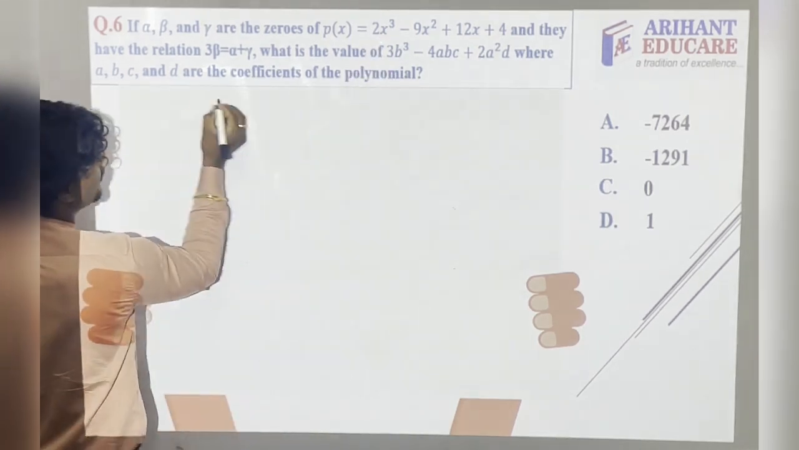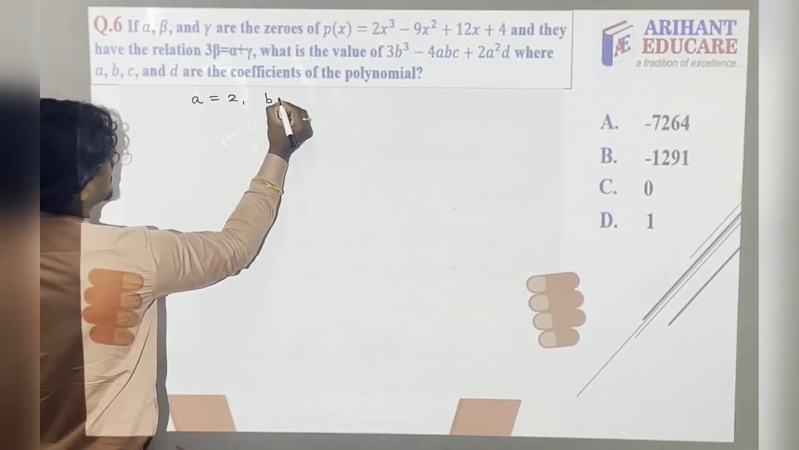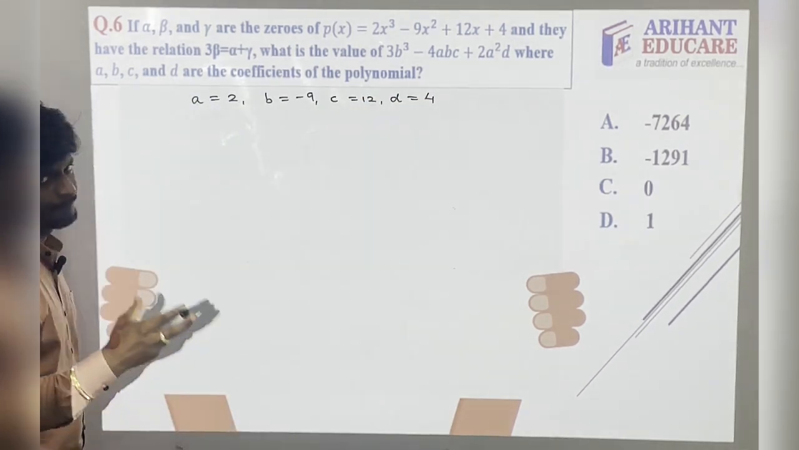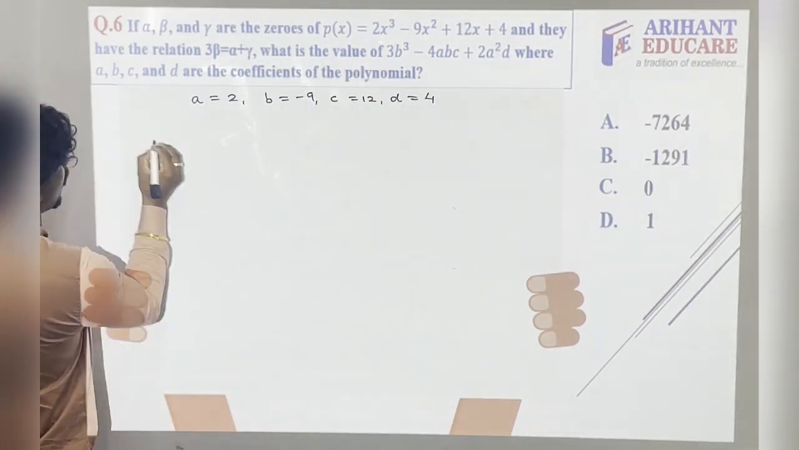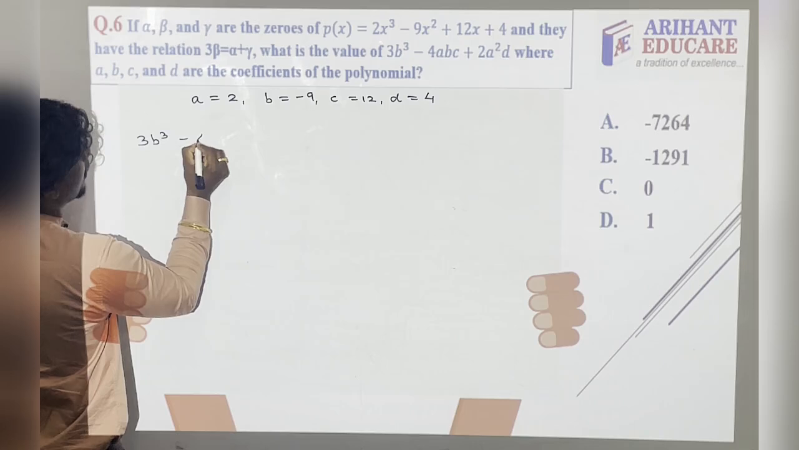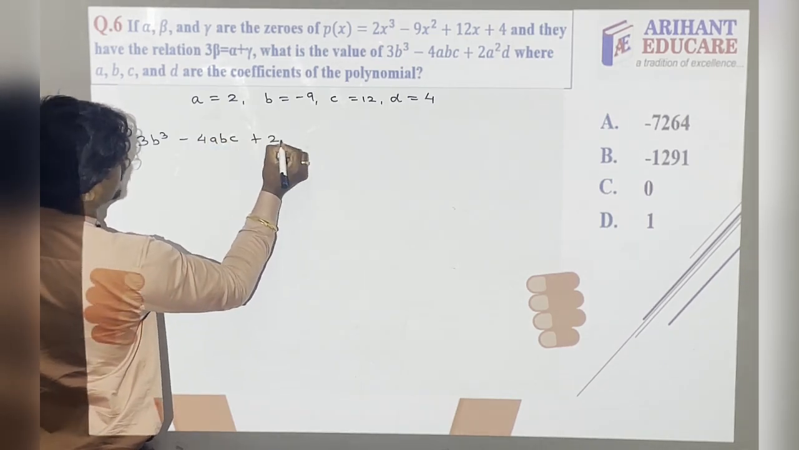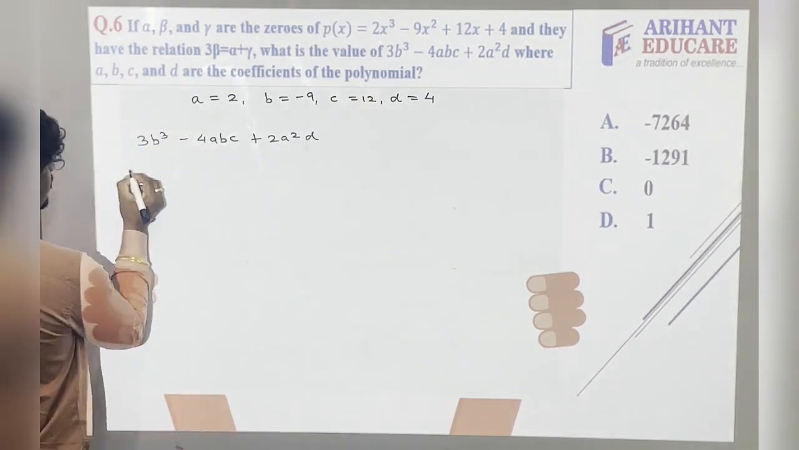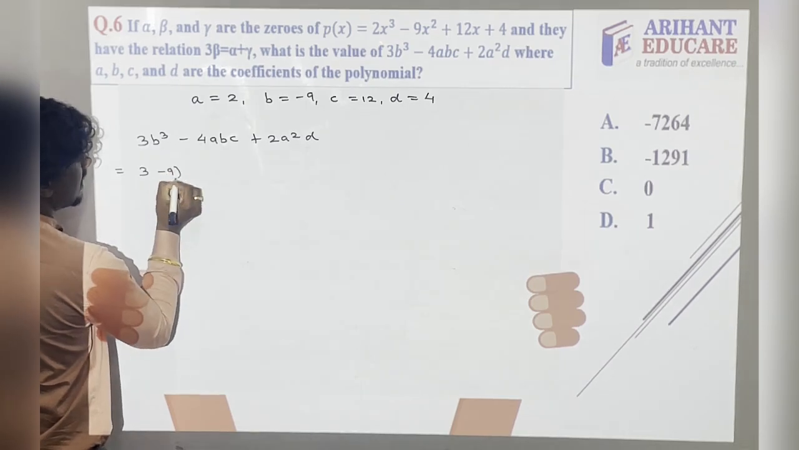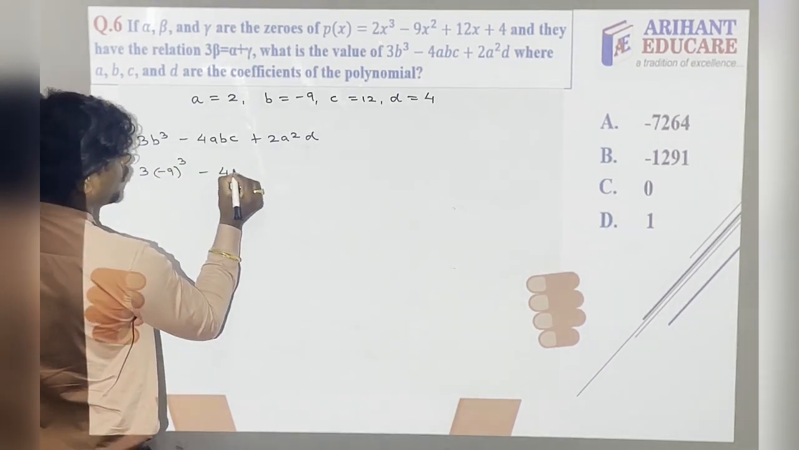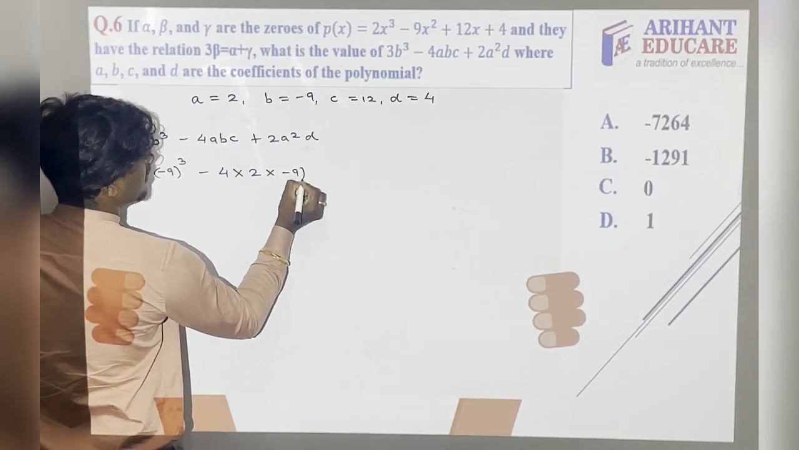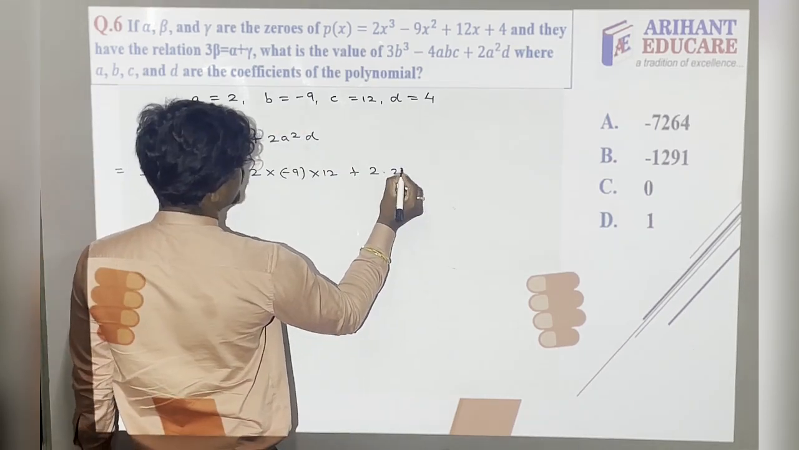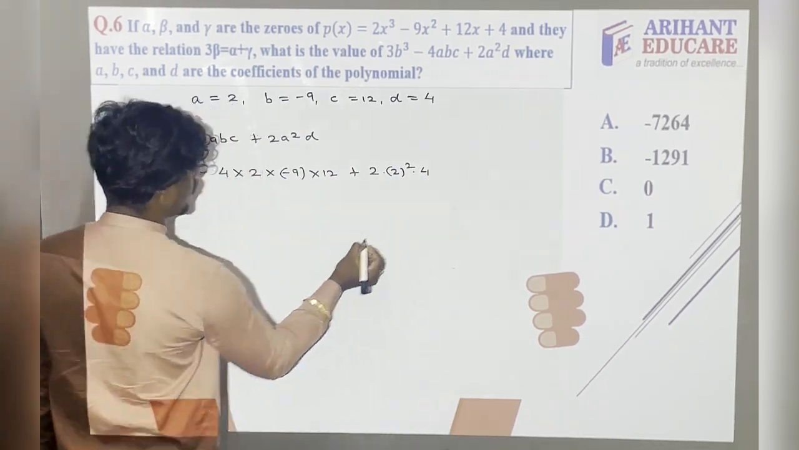ठीक है? A, x cube का coefficient होता है, so I know that A is 2. And B is minus 9, C is 12, and D is 4. Okay. Now, we need the value of 3b cube minus 4abc plus 2a square d का value हमें चाहिए. Simple हो गया sum. We need to just put the values. Now 3 as it is. What is b? Minus 9 का cube minus 4 into what is a? 2. B is again minus 9 and what is c? 12 plus 2 into a square. A square मतलब 2 का square and d is nothing but 4.